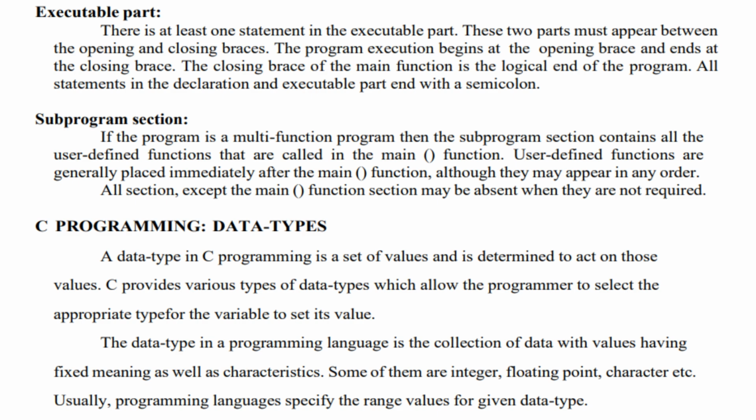C programming. Data types. A data type in C programming is a set of values and is determined to act on those values. C provides various types of data types which allow the programmer to select the appropriate type for the variable to set its value. The data type in a programming language is the collection of data with values having fixed meaning as well as characteristics. Some of them are integer, floating point, character, etc. Usually, programming languages specify the range of values for a given data type.